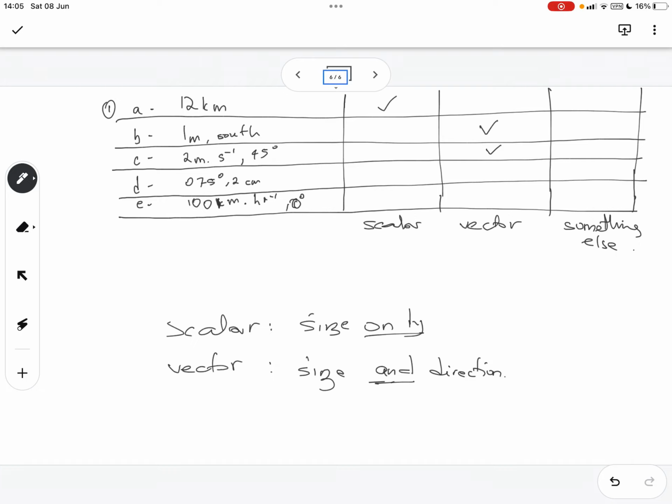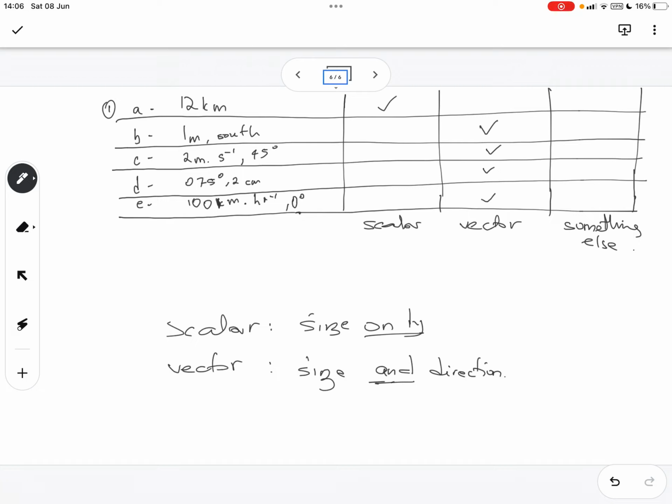25. A vector. It's a vector. Why? Because it has direction and size. Yes. Which one is the direction? Direction is 75 degrees. Yes. And which one is the size? It's just 0.75. You can still write it like this and it will still be the same thing.